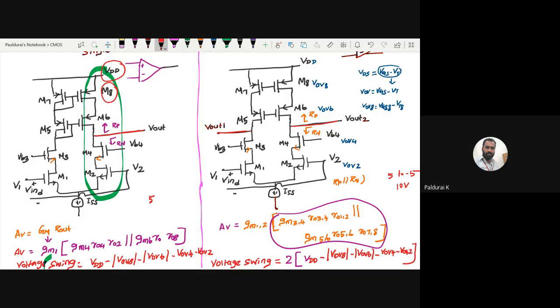Any doubt in voltage swing? I hope you got the idea what voltage swing is. We are applying some voltage VDD, and we want to measure the voltage drop across each and every transistor. Subtract this voltage from VDD, and it will give you the voltage swing. That is the output voltage swing, right? So far any doubt?